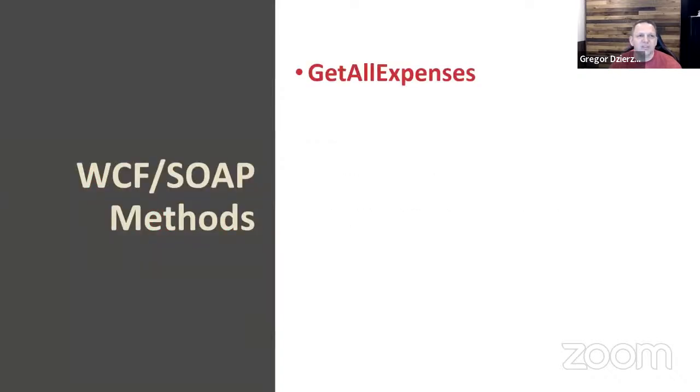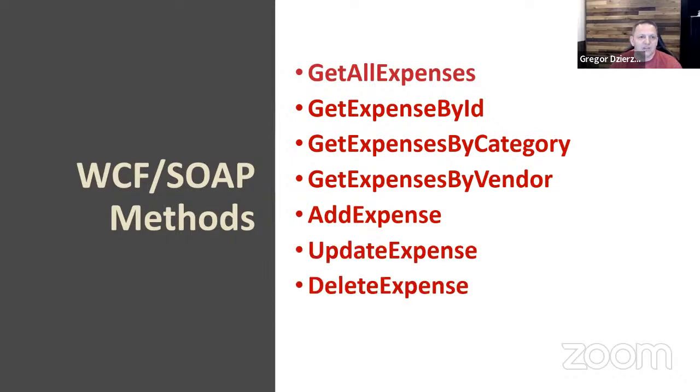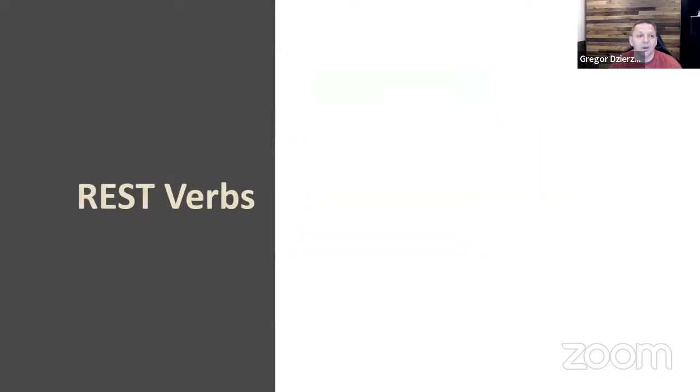WCF and SOAP methods. Think of some of the different methods that are inside of there. I might have hundreds of different methods, and I have to rely on the method name to know what data is in there. So if I say get expenses by ID or get all expenses, add expense, get category, the function name will hopefully give me a hint of what's going on inside of there, but there's no guarantee because it's completely up to the developer to decide how they're going to name their functions.